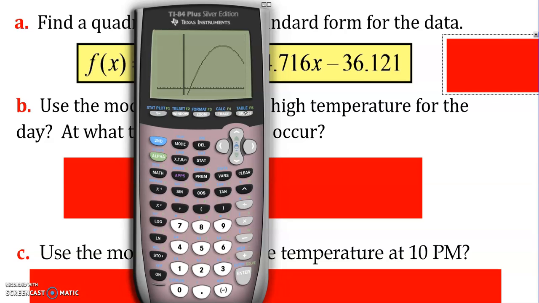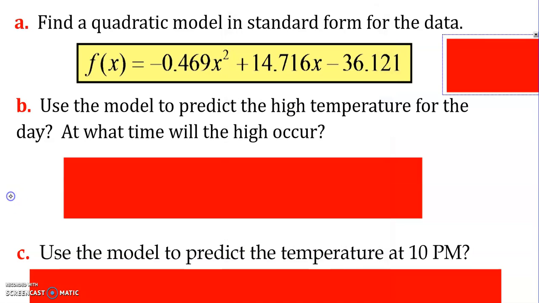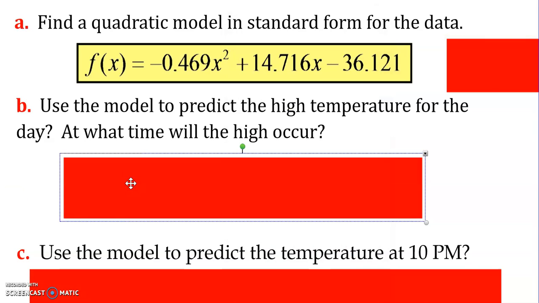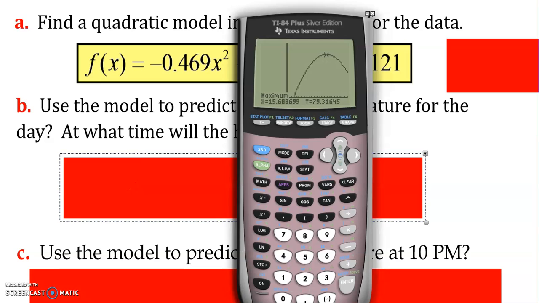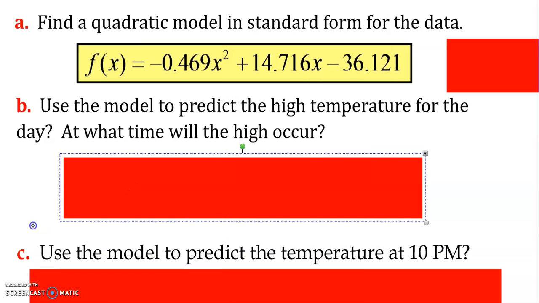Cool. We'll go calc. Nope, second calc, my apologies. Option 4 is the maximum. Left bound somewhere clearly to the left of the vertex. And we'll scroll over somewhere clearly to the right. And we get 2 points, 15.68 and 79.31. All right. So we want to figure out at what time will the high occur. So 15.68.